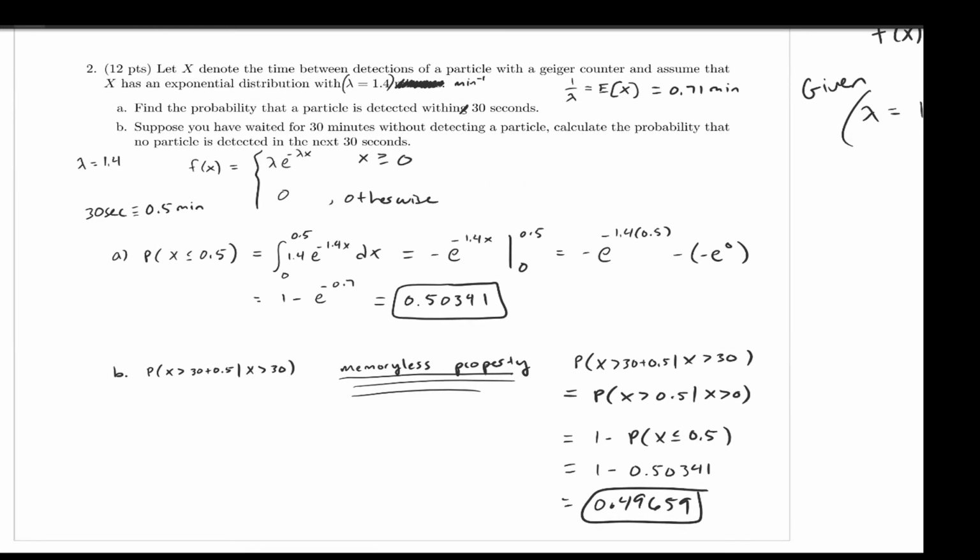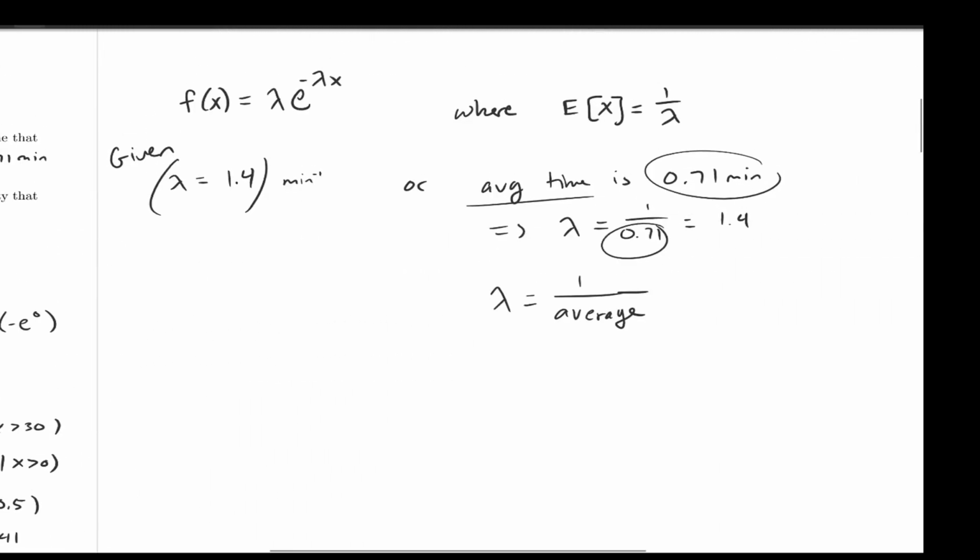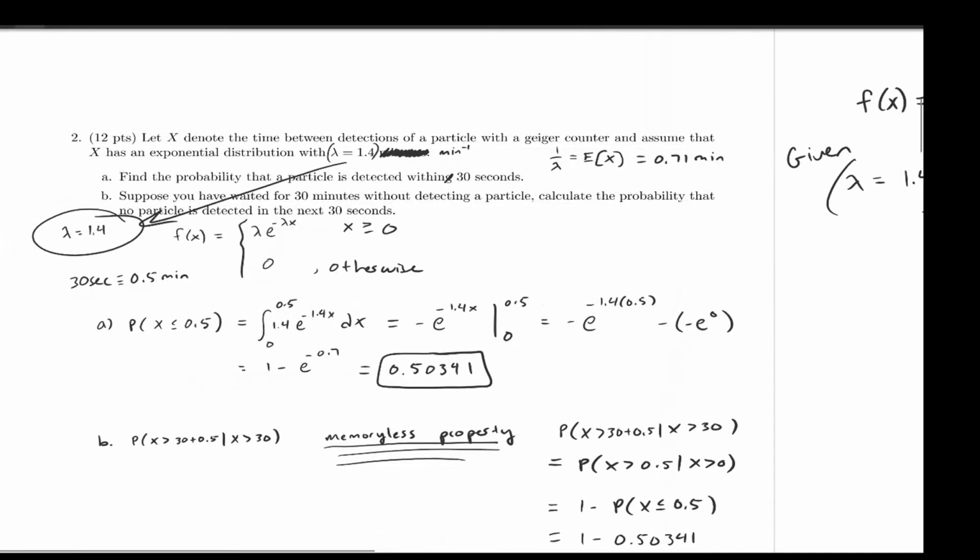Yeah, so lambda is 1.4 right here in the problem. It's given as lambda equals 1.4 right here in red. The only thing I kind of screwed up when I had this version, I think I fixed it for the actual exam, but I gave it in minutes. It's actually 1 over minutes for the units. So it's inverse minutes for the units of lambda.